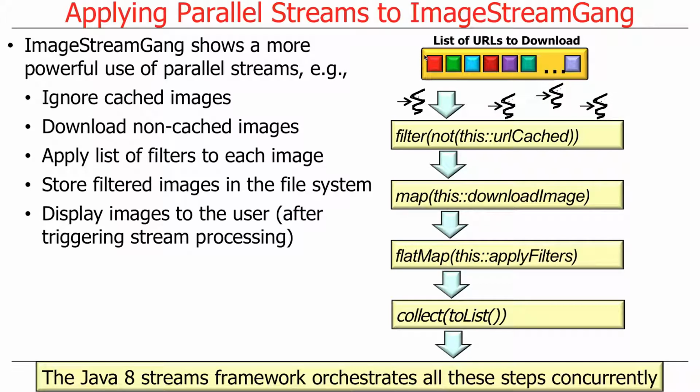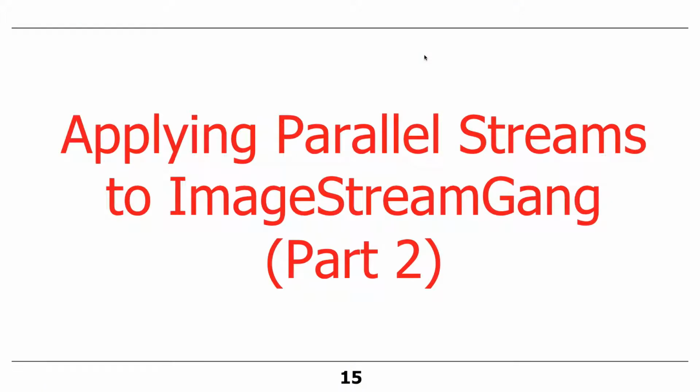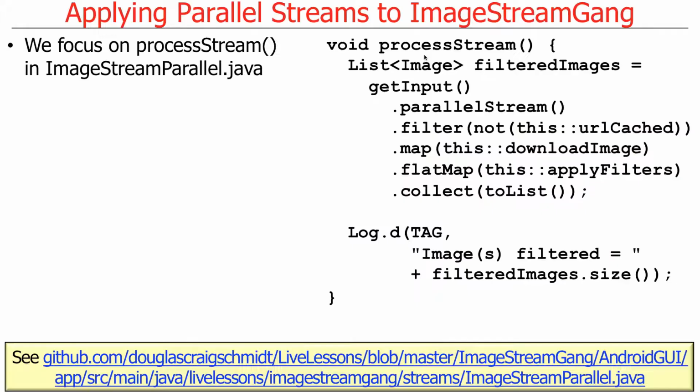So the cool part about this is the code that you write looks almost exactly like the spec, and so the streams framework is going to orchestrate all the various steps involved, and making this thing run concurrently is an absolute snap. And so we'll talk about that as well. OK, so let's talk about how we might do this.